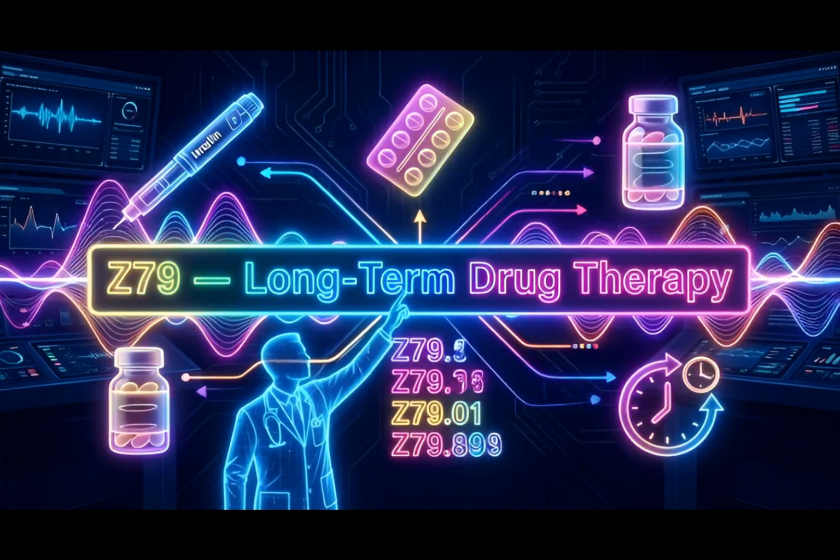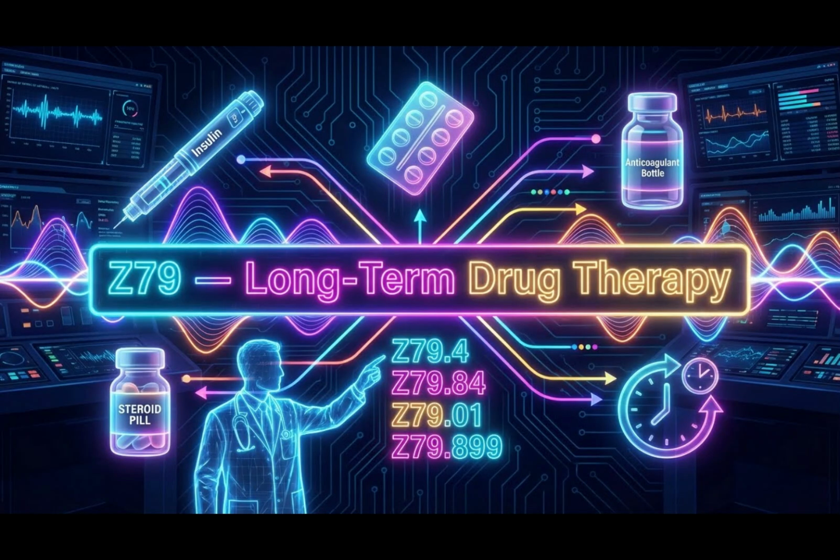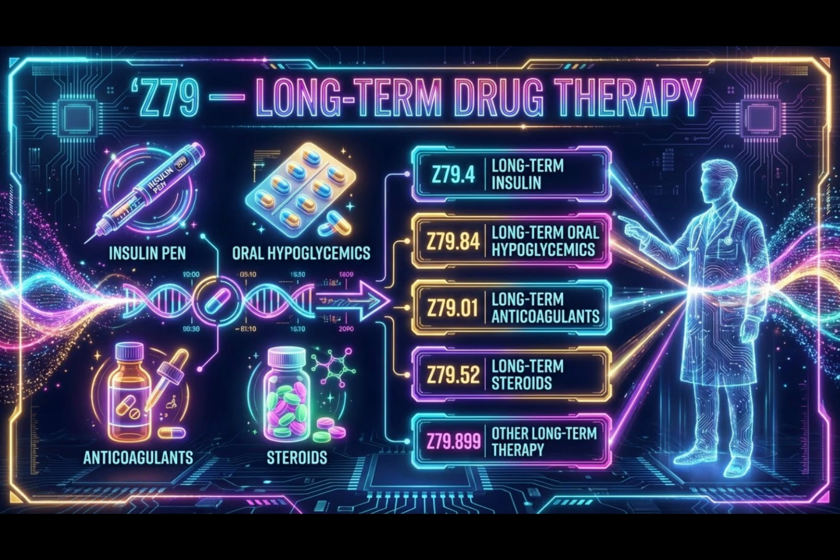Now, this is a high-yield category for diabetic and hypertensive patients. Examples include Z79.4, long-term insulin use, Z79.84, long-term oral hypoglycemics, Z79.01, long-term anticoagulation therapy, Z79.899, other long-term drug therapy. Use Z79 codes when the provider documents chronic use or medication is taken continuously for a condition, not for short-term or acute prescriptions. These are commonly used codes for this category.